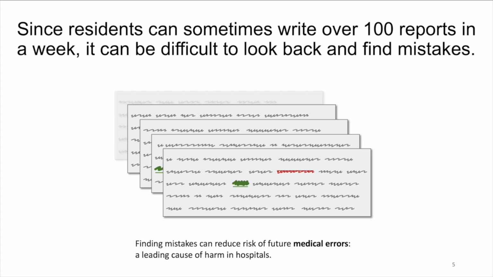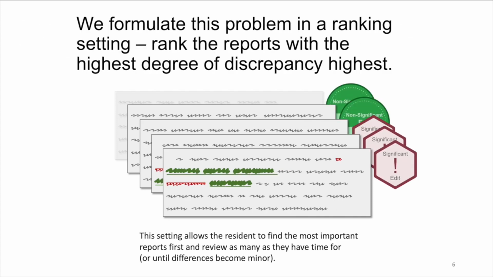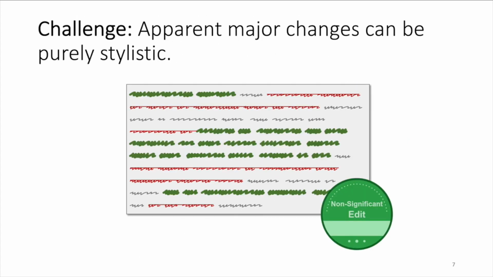Since residents can sometimes write over 100 of these reports in a given week, it can be difficult for them to look back and find all their mistakes from all the reports that they've written. In this work, we reformulate the problem as a ranking problem. So instead of classifying these pairs of revisions, we try to rank them in a list. And this setting is actually pretty beneficial to residents who want to find the most important reports to review and learn from.